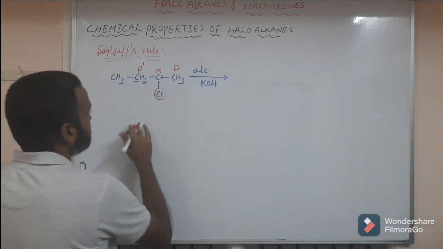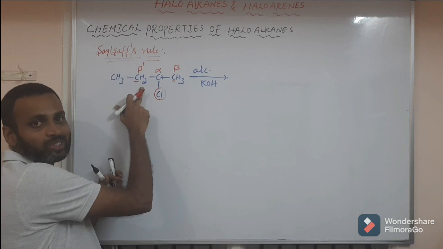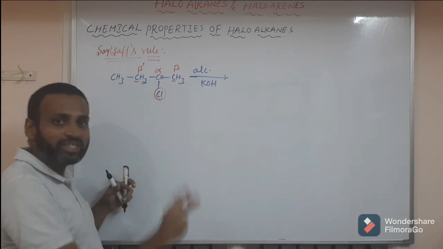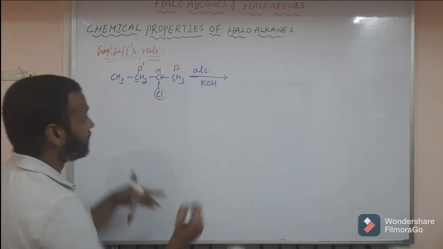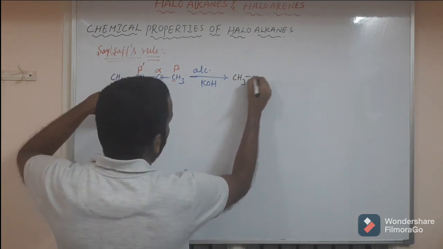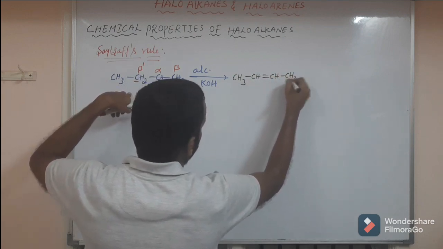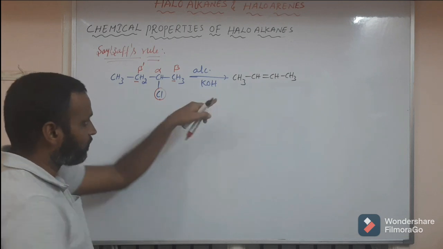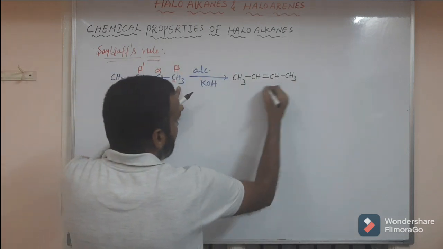So here what happens? You have to remove the particular beta hydrogen from the beta carbon which has fewer hydrogens. That is what we call the Saytzeff rule. Then what do you have here? CH3 CH double bond CH CH3. And one more possibility, you can remove hydrogen from here. Of course, this is the major product.